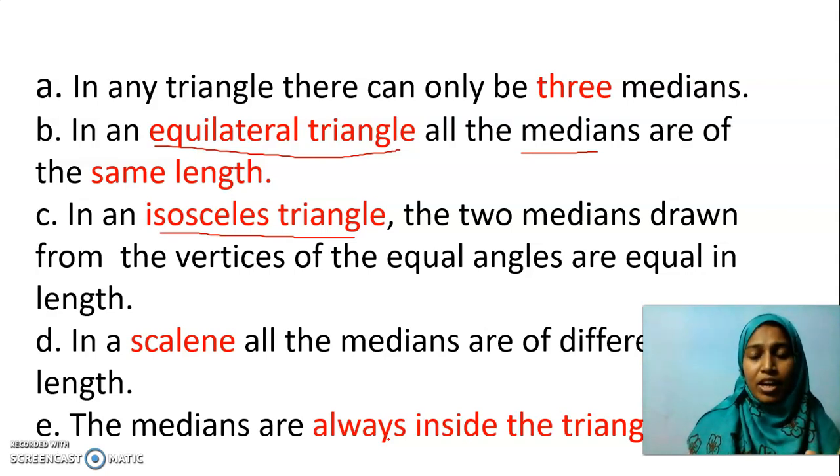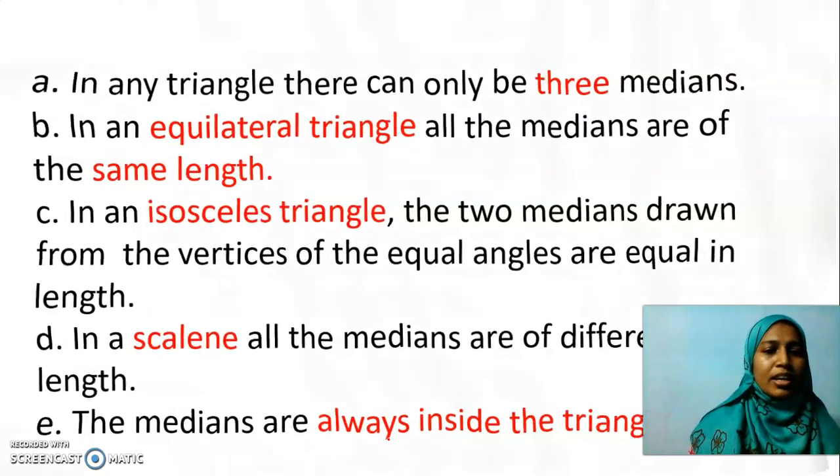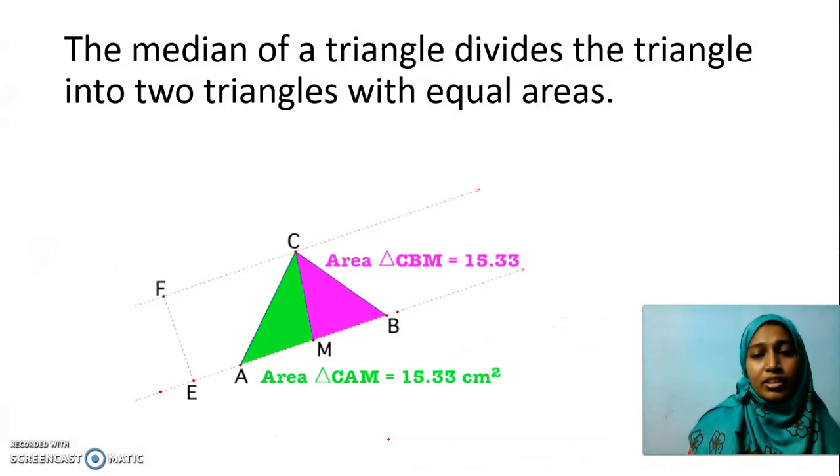We have 6 types of triangle. In all the 6 types of triangle, the medians always lie inside the triangle. Is it clear? Okay, children. And here is another special property of the median. The median divides the triangle into 2 triangles of equal areas.